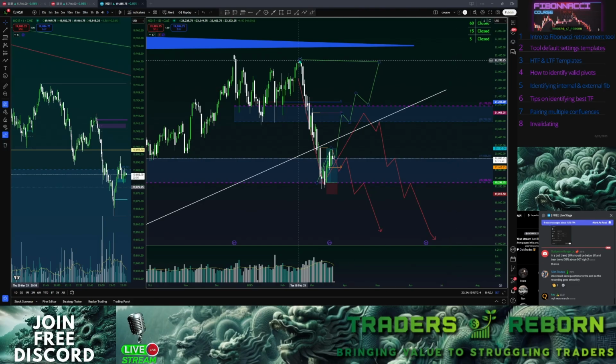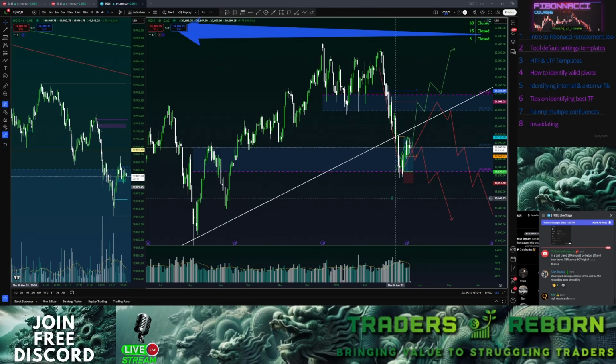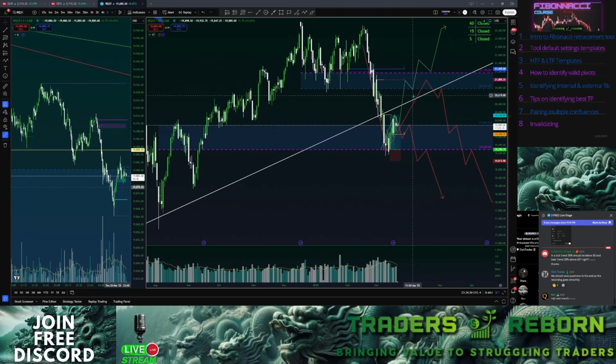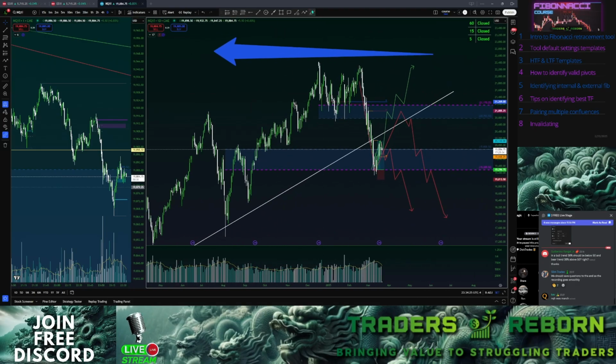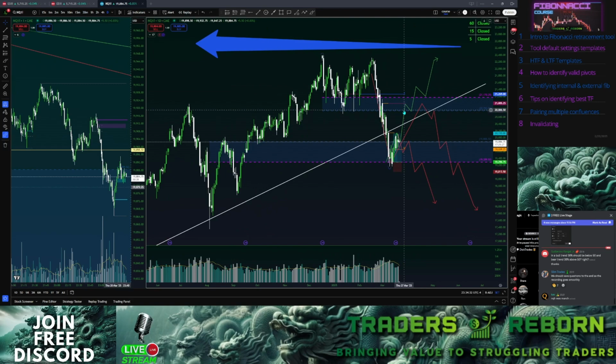So that's the bullish side of how things will look if we were to hold this support and continue up. Personally, I think this is what it's gonna do right here. I think it's the downside. That's what I think. But for now, we are somewhat bullish going into retracement.